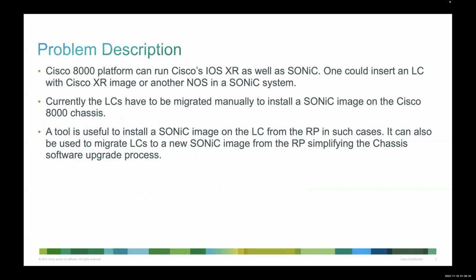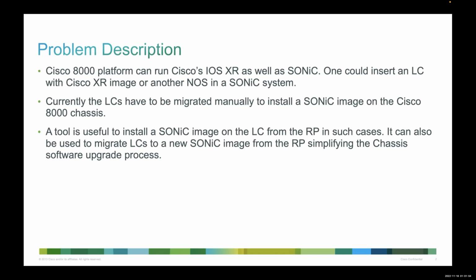So the problem description is that our Cisco distributed routers can run the Cisco network operating system as well as SONiC, and you could have boards in your repos with either of the images, hopefully the SONiC images, but we allow migration of Cisco XR routers running Cisco XR to SONiC and vice versa.